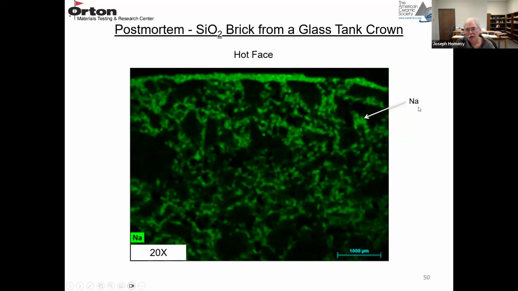And then the green is the Na. So you can see clearly the green slag layer where the sodium is concentrated. And you can see how far the Na has diffused into the grain boundary areas. It's between all the silica crystals. So Na is diffusing into the hot phase here.